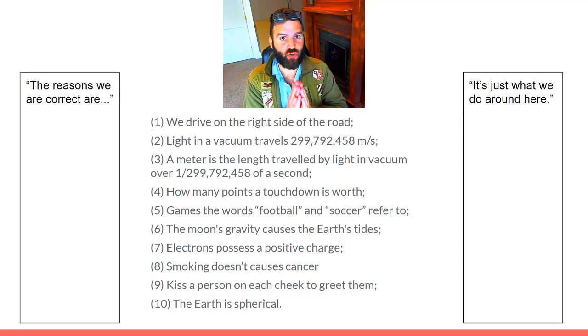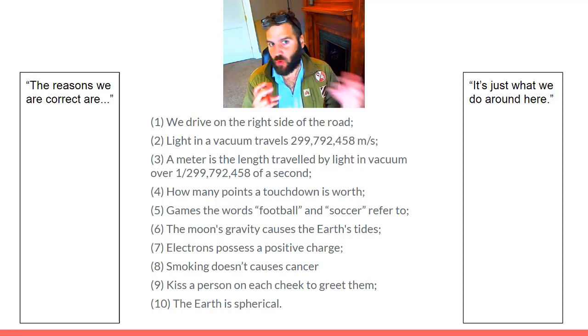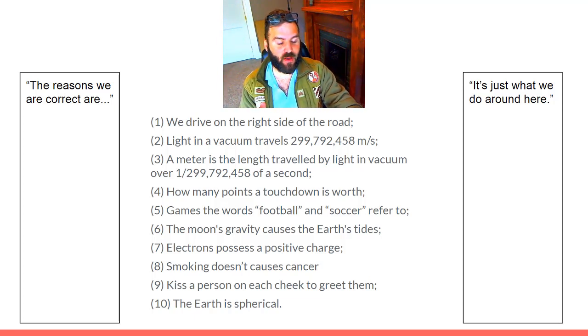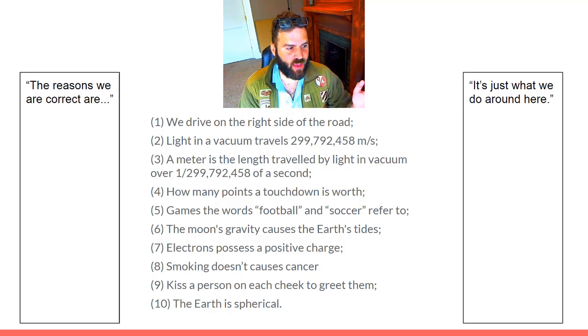So what I want to do is sort this list of statements, not by whether they're true or false, because electrons possessing a positive charge is false, but into two categories. On the left, I have a category which I have named the reasons we are correct are... The point is that it's the sort of statement or lesson you can teach a kid and also give a justification for why it's correct. It is the sort of thing which, to accept it, you should have to prove and give good absolute reasons for why it's true. And then on the right side, I have a different column.